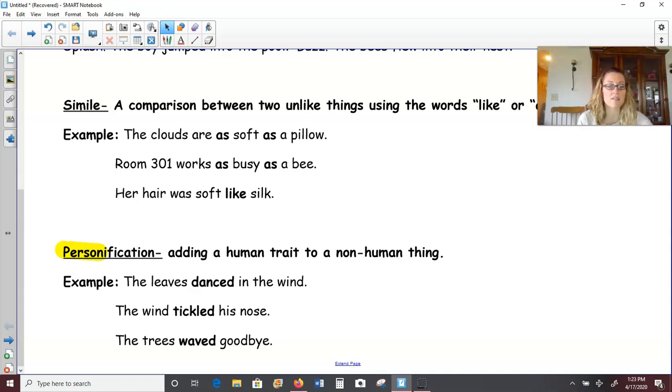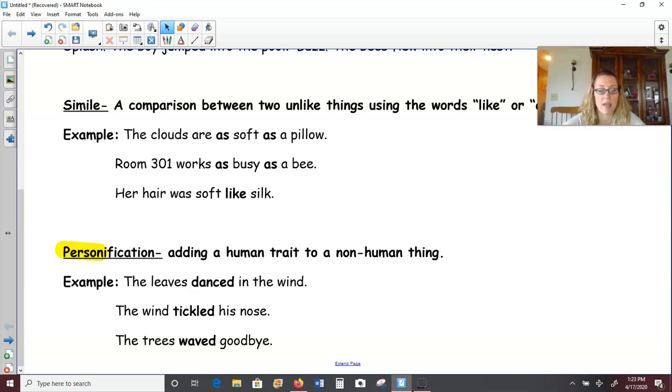Instead of saying the leaves fell in the wind or the leaves blew in the wind, by saying the leaves danced, it gives a little excitement to that sentence and makes it a little more interesting. We see personification being used a lot in poetry, especially with things in nature. The next sentence: the wind tickled his nose. Wind is not a living thing. It's not like it reaches out its hand and tickles you. But instead of just saying the wind blew on his nose or the wind touched his nose, by saying tickled, it just makes it a little more fun.